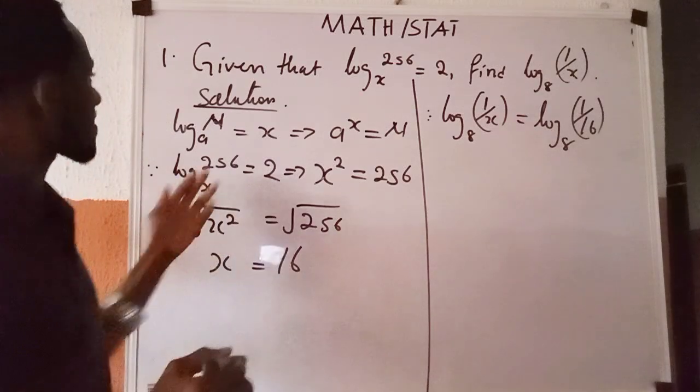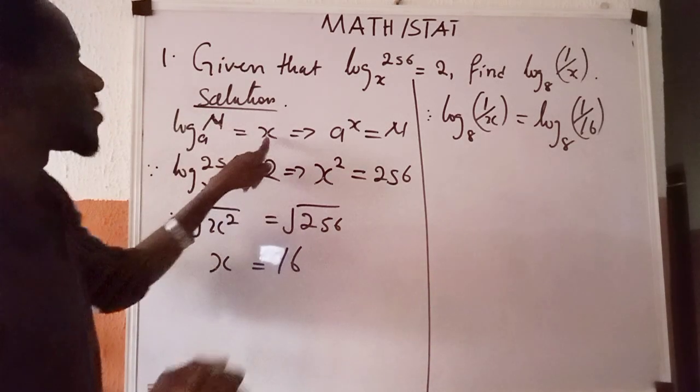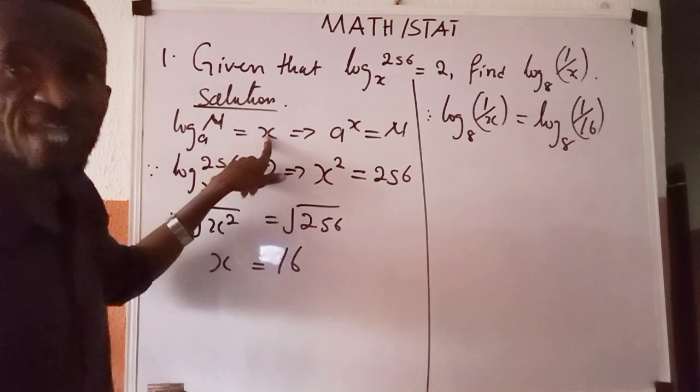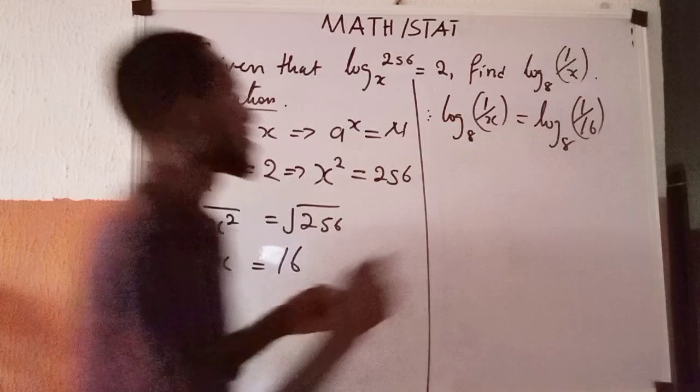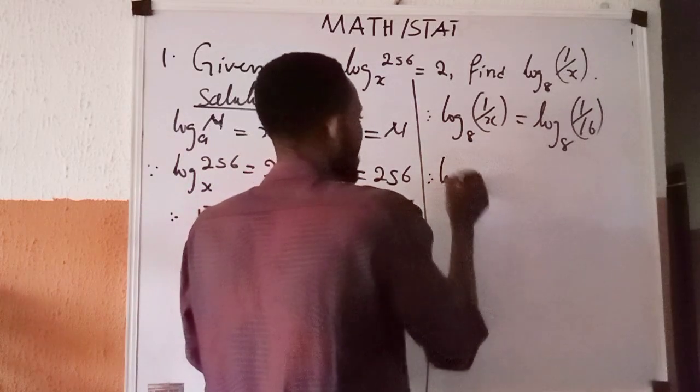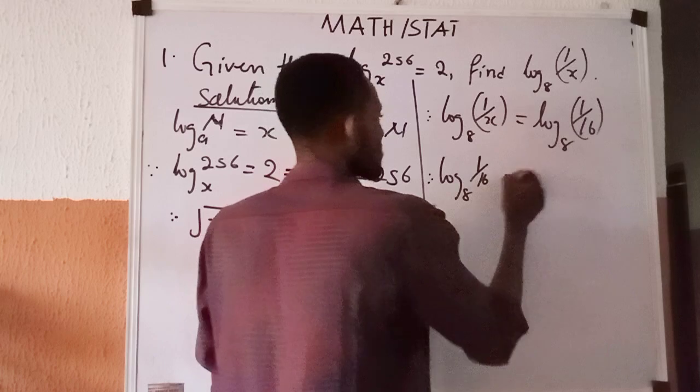Remember what we discussed earlier, that once we have log of n base a, we should quickly equate it to x, and then solve to evaluate it. So what am I going to do? I will say, therefore, my log of 1 over 16 base 8 is equal to x.